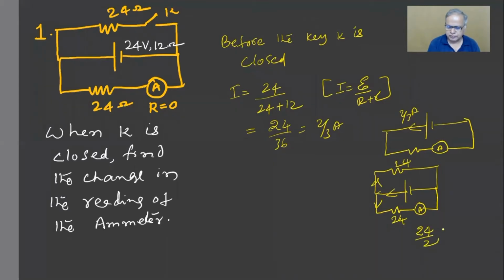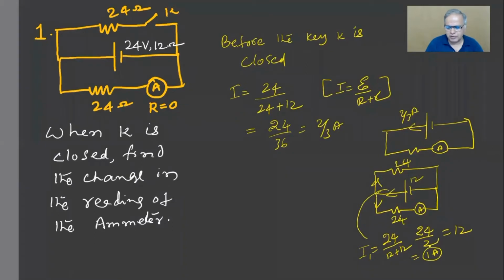So what is the equivalent of 24 and 24? 1 by R plus 1 by R. Anytime you got equal resistances, however many you have, just divide the resistance value by the number of resistances in parallel. 1 by 24 plus 1 by 24, 2 by 24 equals 1 by R equivalent. So R equivalent equals 24 by 2, so 12. And this 12 and that 12 are in series again. So the new current from the cell is how much? 24 by 12 plus 12. How much is this? 1 ampere.